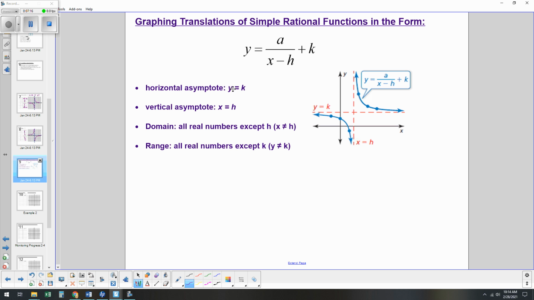My horizontal asymptote is now y equals whatever number's on the outside. So if there was no number, it would stay 0, but as soon as there is a number, it becomes that. My vertical asymptote is going to be the opposite, basically, of whatever's down here. So if it was x plus 1, it would be negative 1. If it was x minus 5, it would be positive 5. So it's going to be x equals whatever would make the bottom 0. So now our domain is all real numbers except what was my vertical asymptote, and my range is all real numbers except what was my horizontal asymptote.